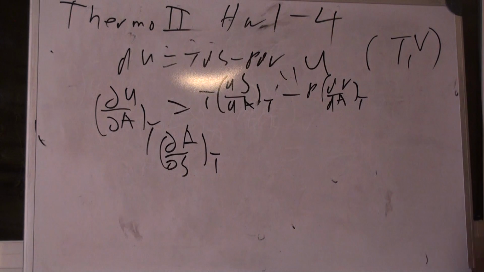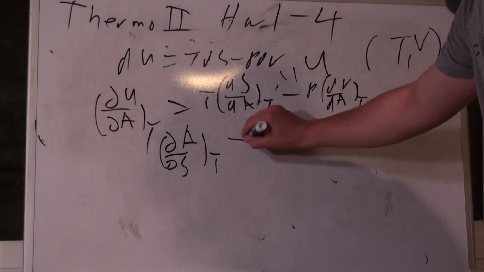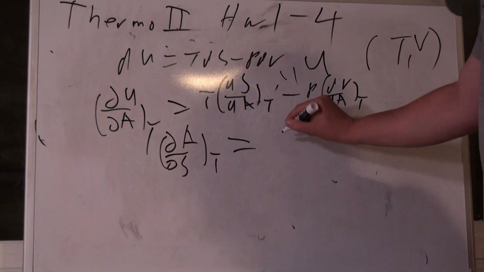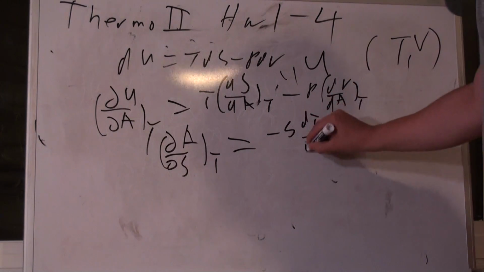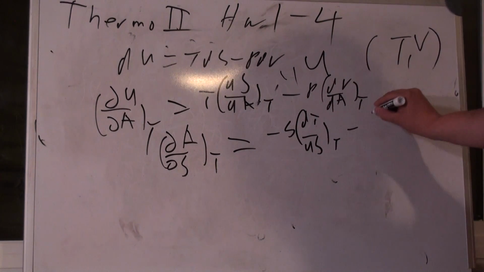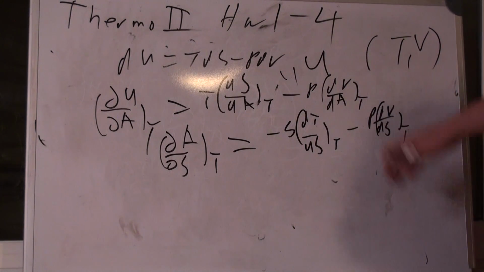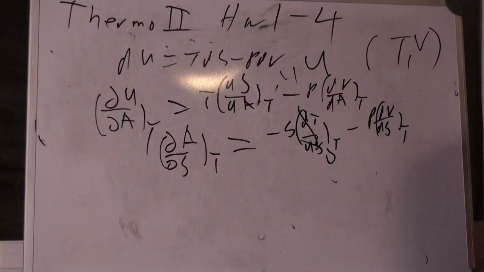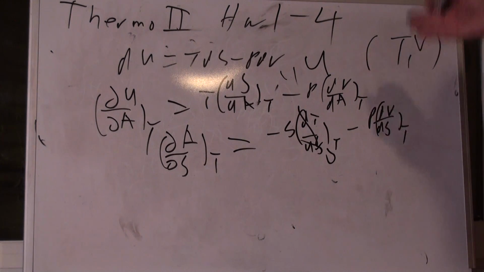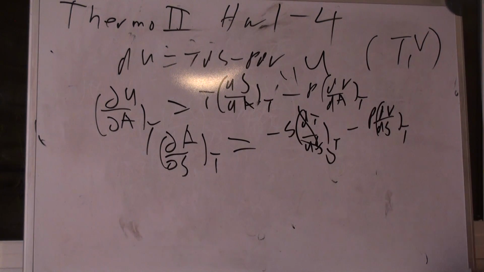What do I do when I have a dA? Plug it in. Well, I'm going to have fun with this. Minus S dT/dS at constant T minus P dV/dS at constant T. Oh, well, that's equal to 0 because it's constant T. All right. And so I have that, and so the inverse is going to be minus dS/dV at constant T divided by P. Okay? But we'll mess with that one later.